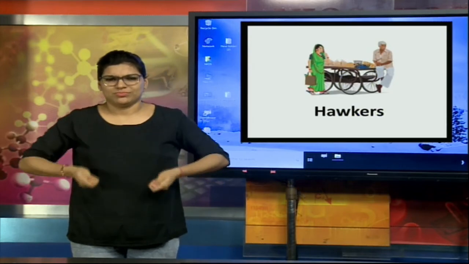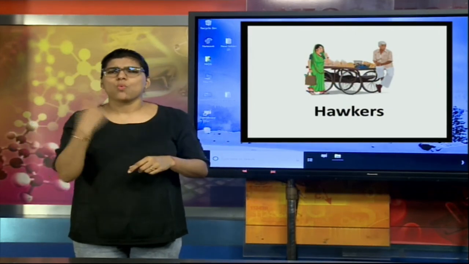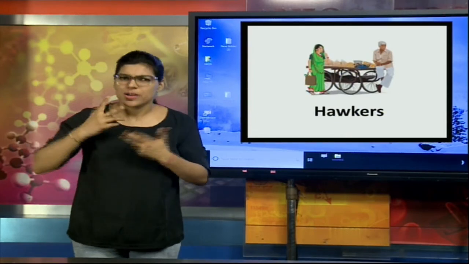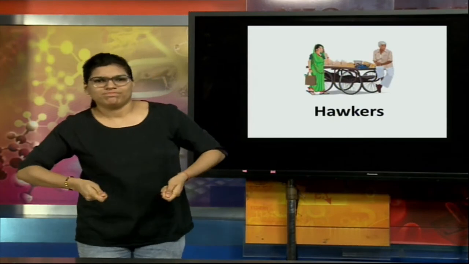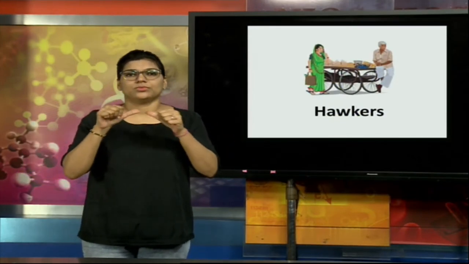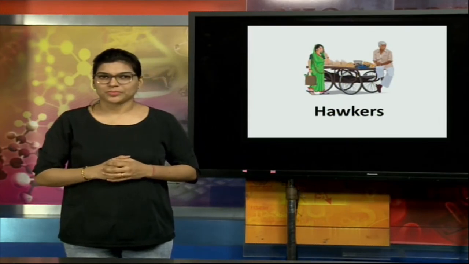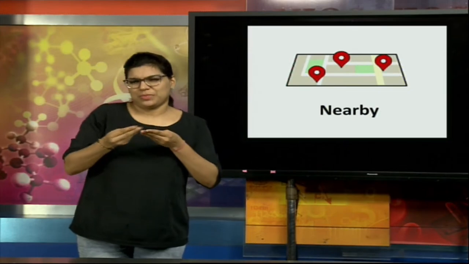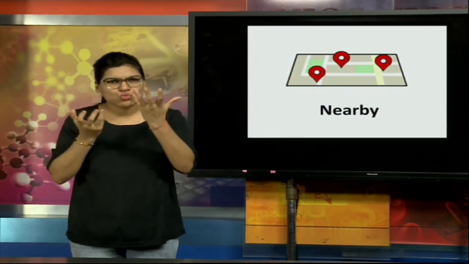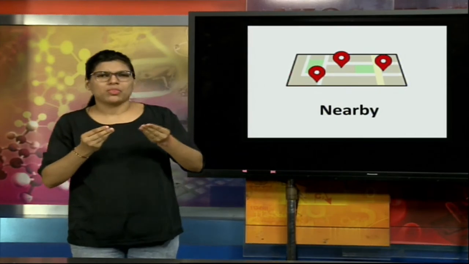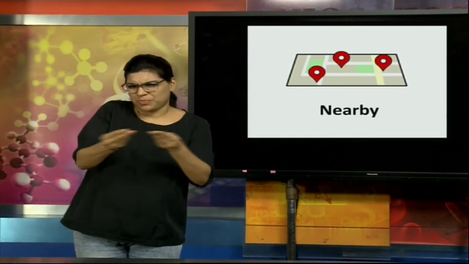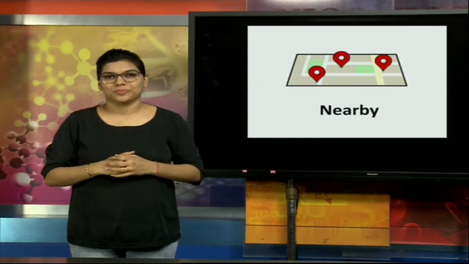In this picture, you can see the hawker. You all have seen this picture, or in real situations, different kinds of fruit or vegetable sellers or sellers of different namkeens. So they are all known as hawkers. Nearby: for marketing, we choose to go to the nearby places only. Locality.